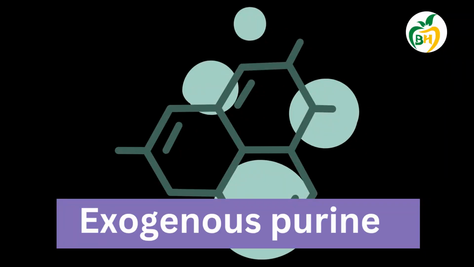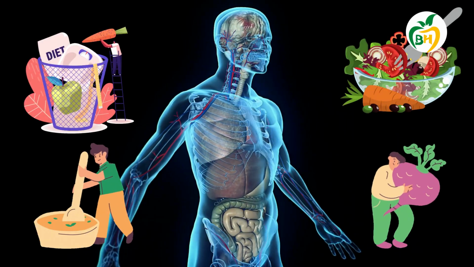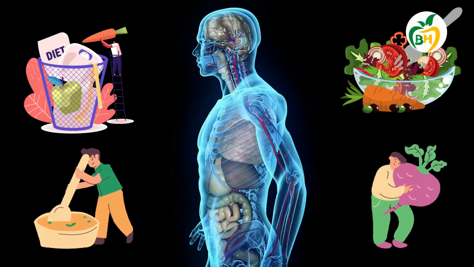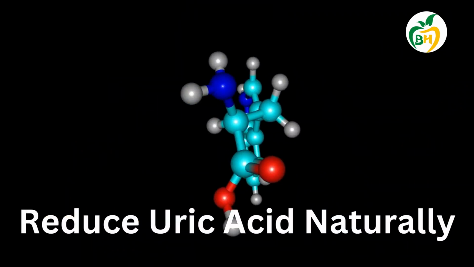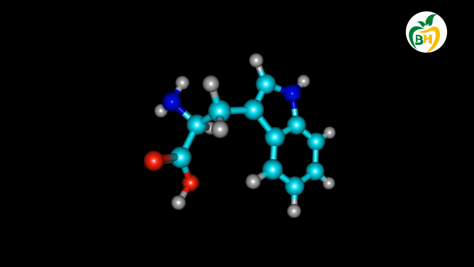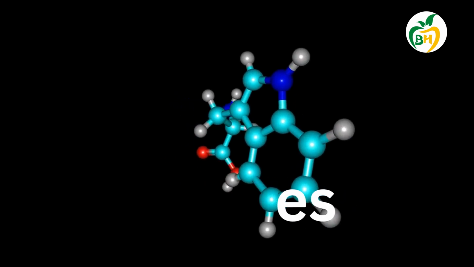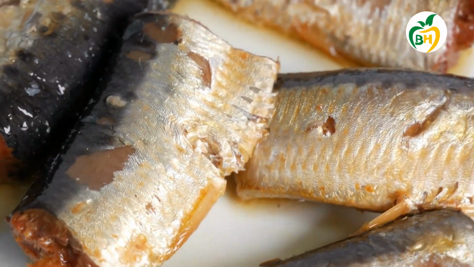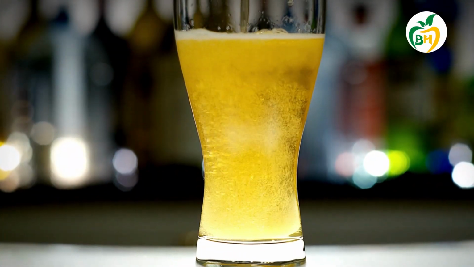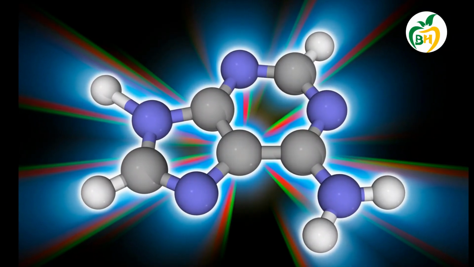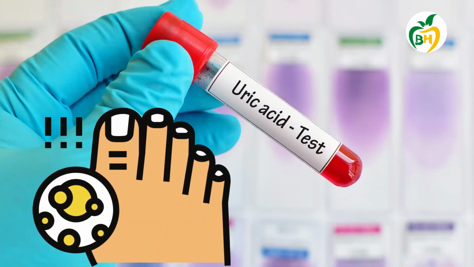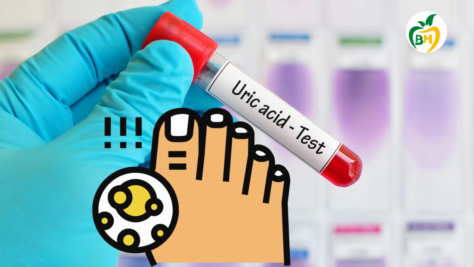Number 2. Exogenous purines. Exogenous purines are purines that enter the body through diet. The body metabolizes these purines as part of the digestive process. Uric acid is a normal byproduct of diets that contain purines after digestion. Red meat, organ meats, sardines, and beer are examples of foods rich in purines. Purines are also produced and broken down by your body. Uric acid in your body is typically filtered through your kidneys and urine.